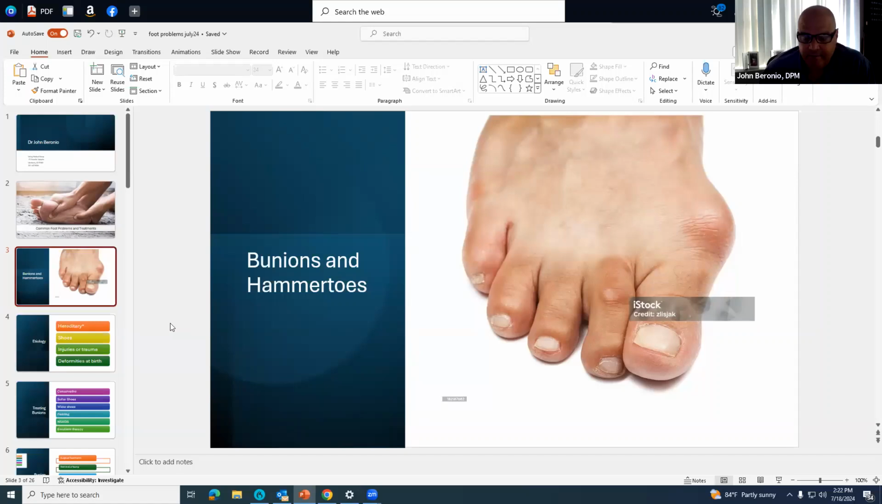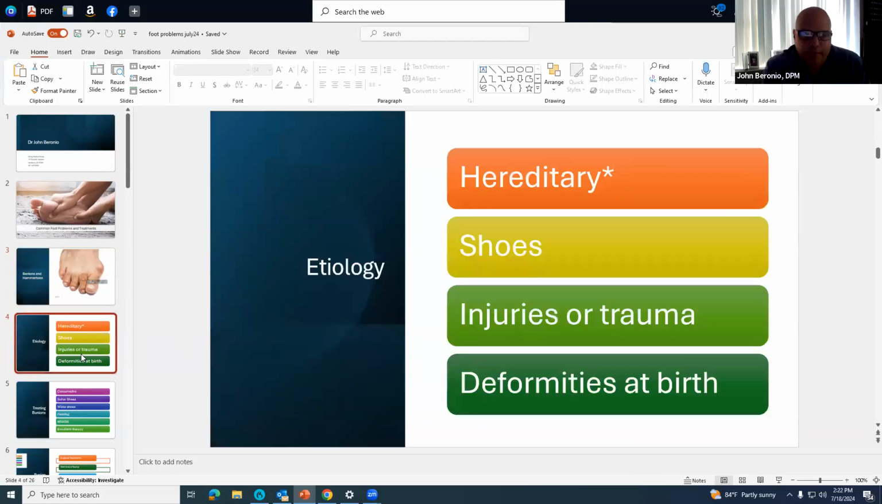We see a lot of them and treat them in multiple types of ways, either surgically or conservatively. So first we'll talk about how you get them. The etiology of bunions is mostly hereditary. If you do have bunions or hammer toes, if you look into your family history, you will find someone more likely than not that does have these deformities.